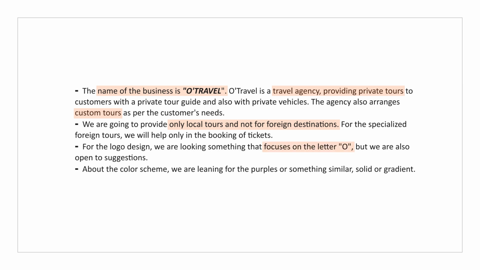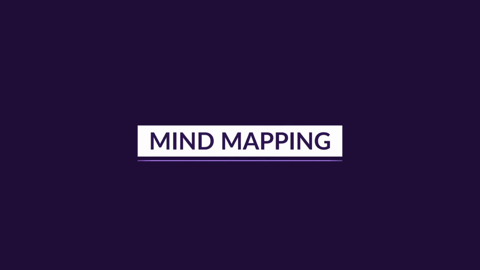The fifth and the final point is about the colors. The client says that he is leaning towards the purples. Now by using these important points as the reference, we will continue with our mind mapping process. And for the mind mapping, we will write down the most important and relevant key points.